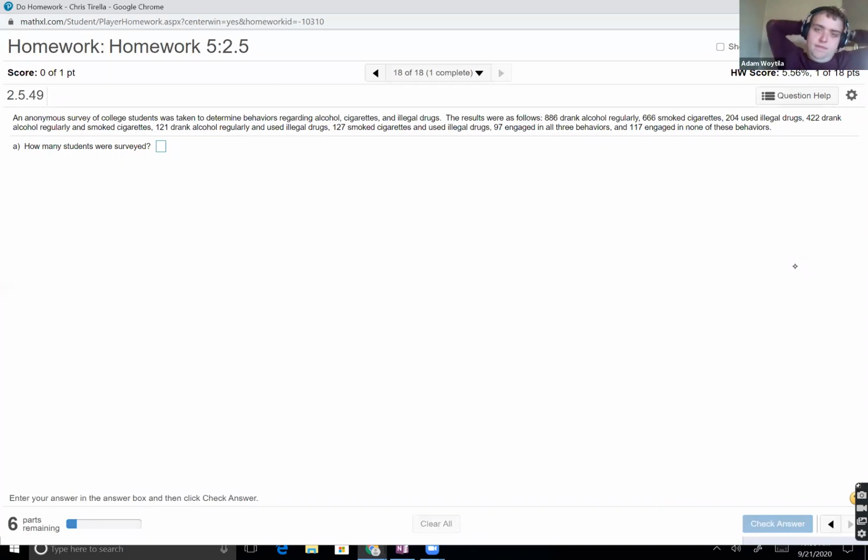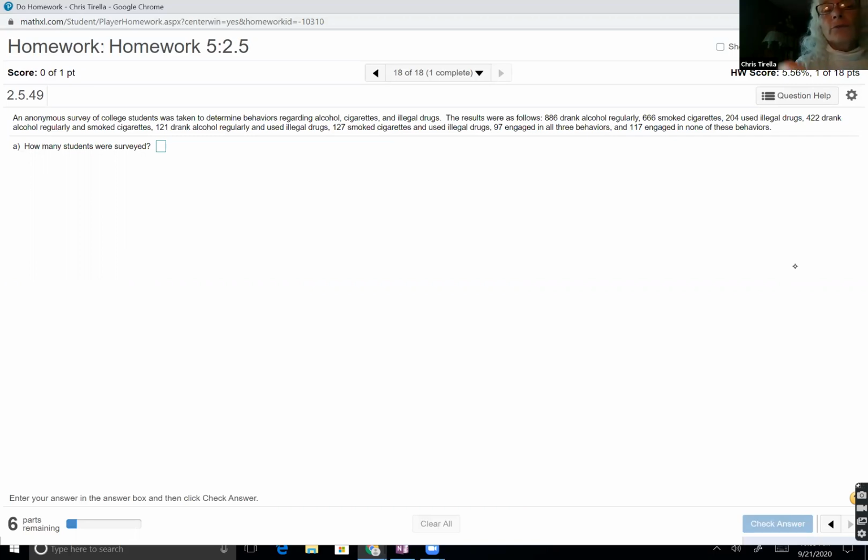It says an anonymous survey of college students was taken to determine behaviors regarding alcohol, cigarettes, and illegal drugs. The results were as follows. A whole bunch of them drank alcohol, smoked cigarettes, and used illegal drugs. Some did alcohol and cigarettes. Some did alcohol and drugs. Some did cigarettes and drugs. 97 did all 3 and 117 did none.